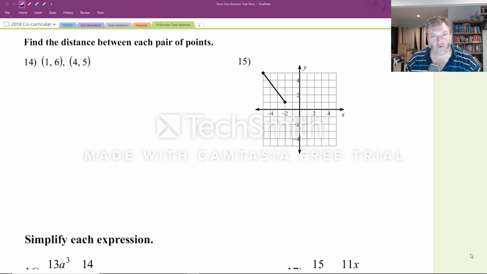Alright, back with some more of the video solutions for these problems that are helping you revise term 1. These ones are about the distance formula. Find the distance between each pair of points.